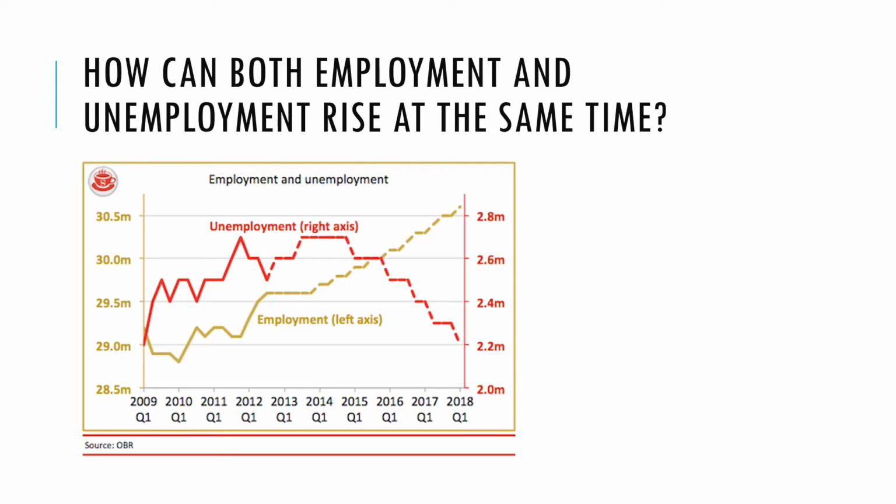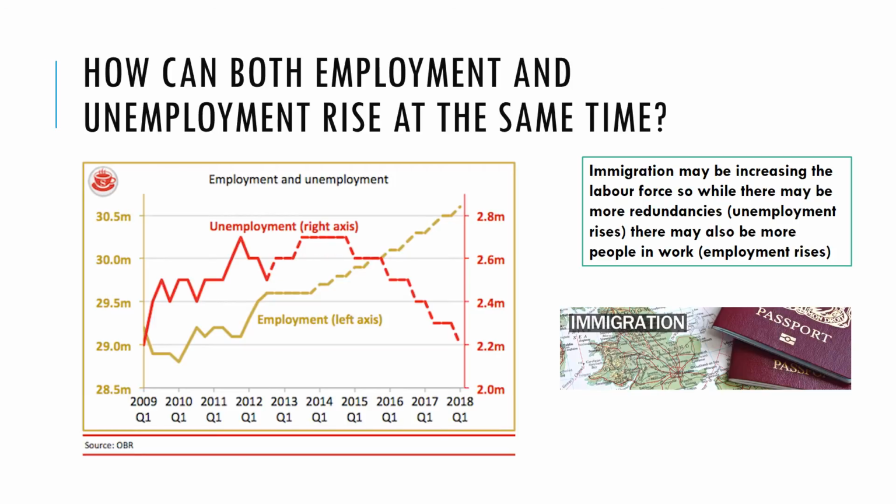One interesting statistic that occasionally arises is that the number of people unemployed without jobs can be rising at the same time as the number of people with jobs can be rising. So I want to pause the video for a second and think, well, how can this be? How can there be more people with jobs and also more people without jobs at the same time? Well, one answer might be immigration. So while there may be more redundancies and unemployment rises, there are actually more people entering the country and taking up work, so there may be more people in work as well.